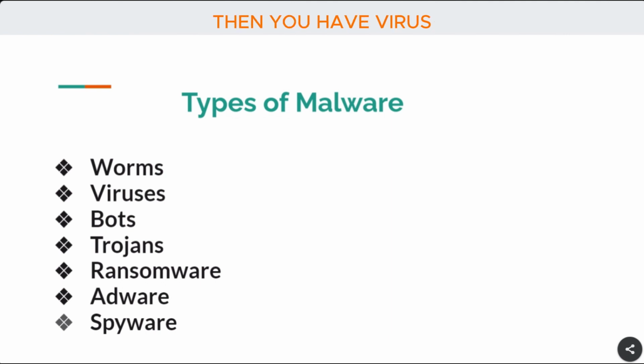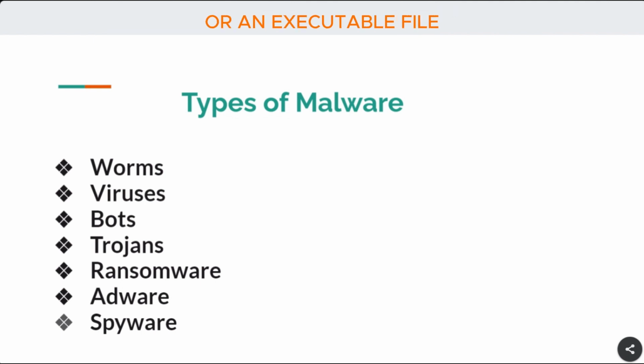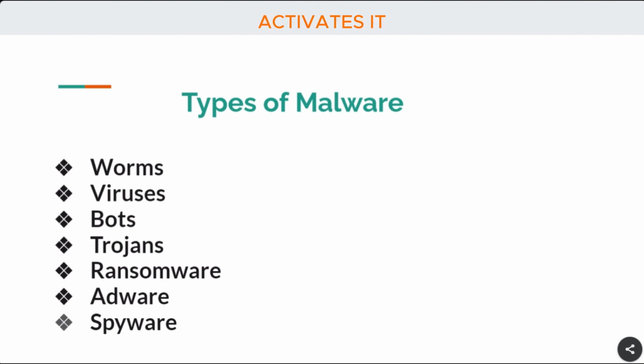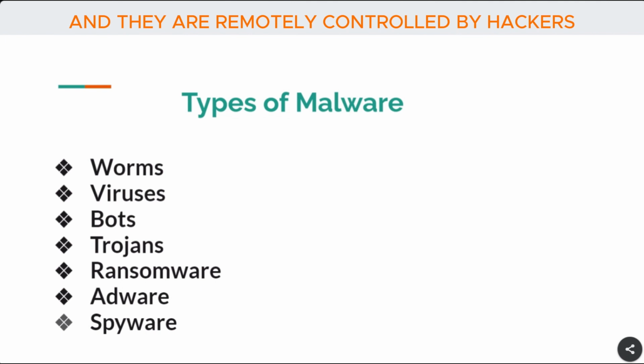Then you have virus. A virus is usually installed as a Word document or an executable file and is dormant until an infected host, that's the user, activates it. Then you have the bots. The bots are infected computers. They can also be called zombie computers, and they are remotely controlled by hackers.